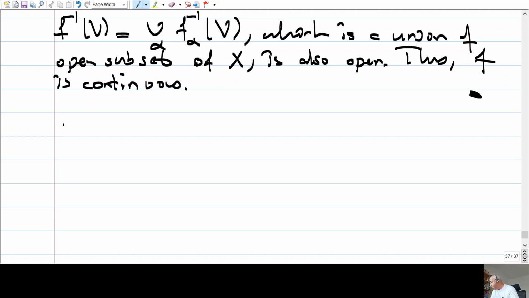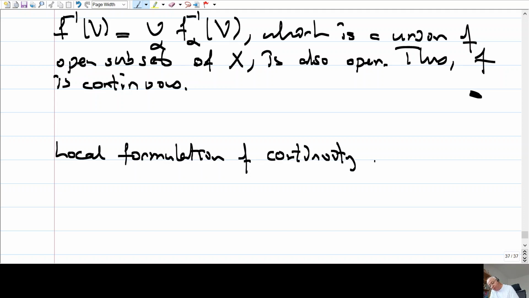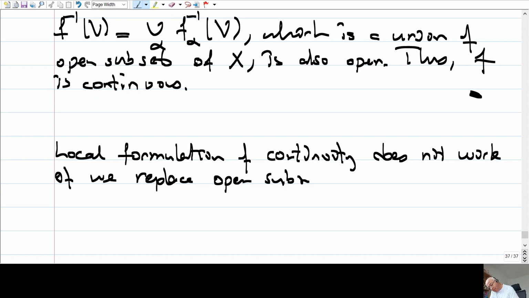Part neydi onun ismi? Local formulation of continuity doesn't work if we replace open subsets U alpha with closed subsets.